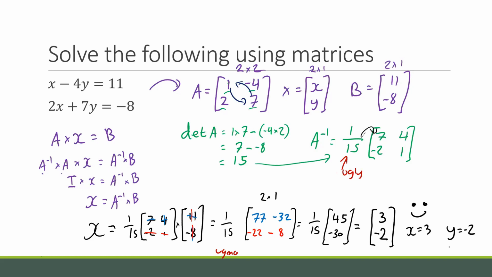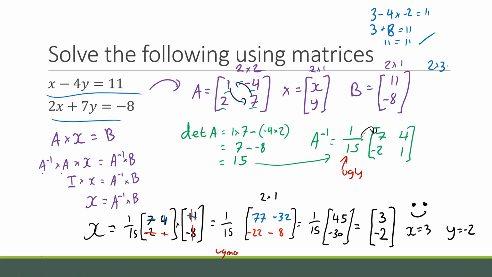And just like usual, you can then take these and substitute them in. So what do you mean by substitute them in? You can then take them here and double check. 3 take away 4 times negative 2 equals 11. 3, and negative 2 times 11 makes plus 8. 11 equals 11. Sweet.